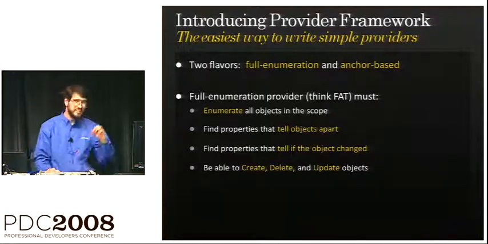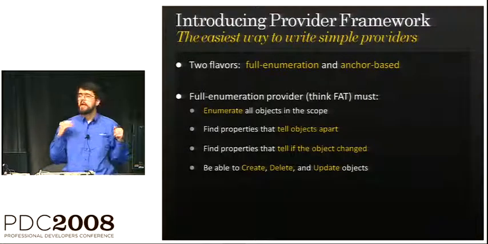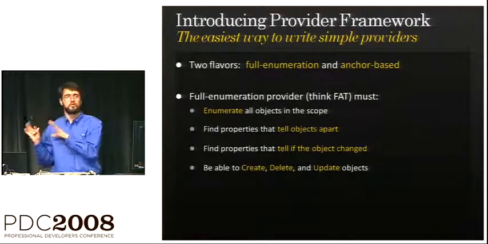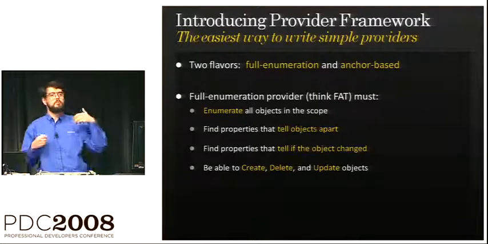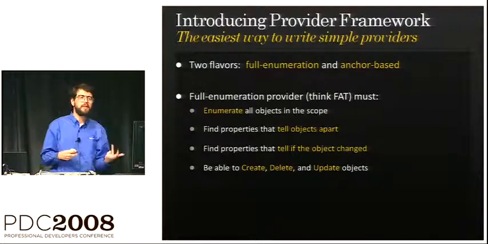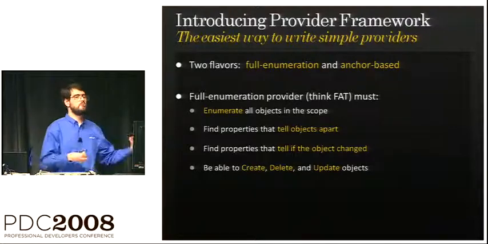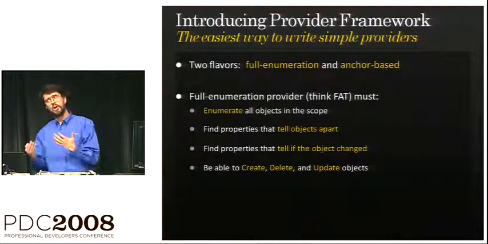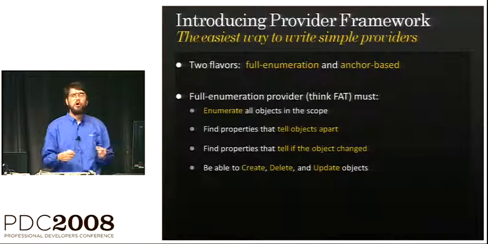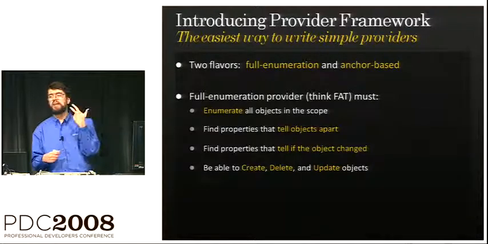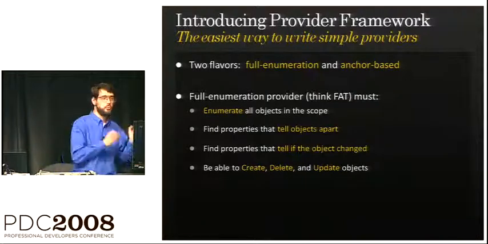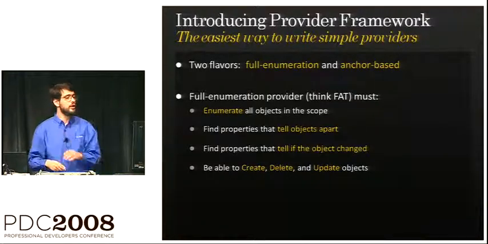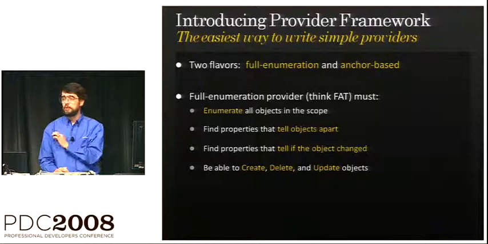Second thing is I need to be able to specify a set of properties of those objects that tell objects apart. For a file, for instance, its path is a pretty good way to tell one file apart from another. For a contact, perhaps it's a name, or perhaps it's some inherent ID that your store supports. As long as it doesn't change willy-nilly between sync sessions, it is a good way to identify your object to the provider framework.